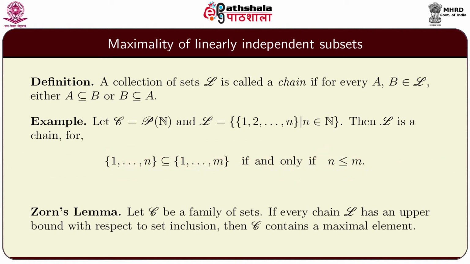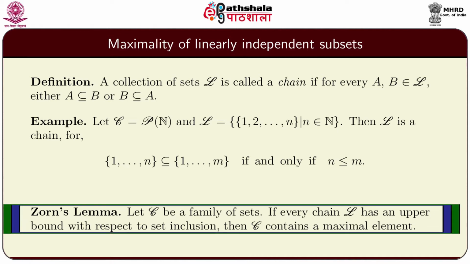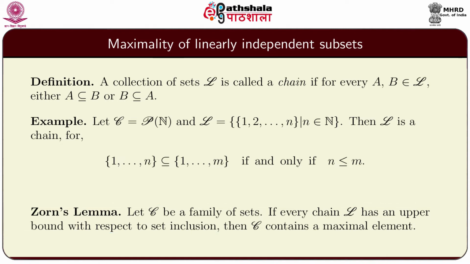Now, we talk about Zorn's lemma, which says that if C is a family of sets and if every chain L of C has an upper bound with respect to set inclusion, then C contains a maximal element.